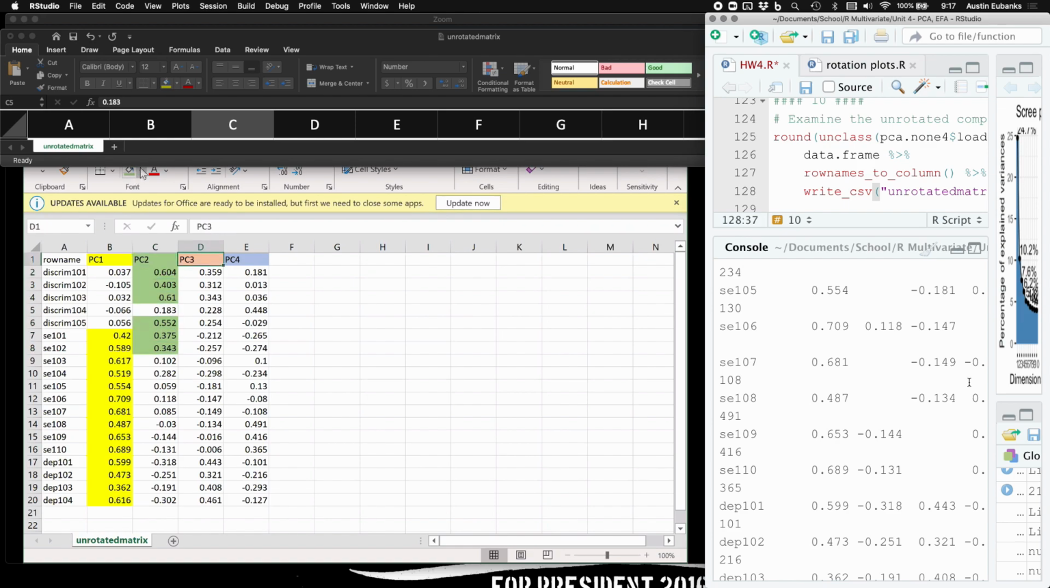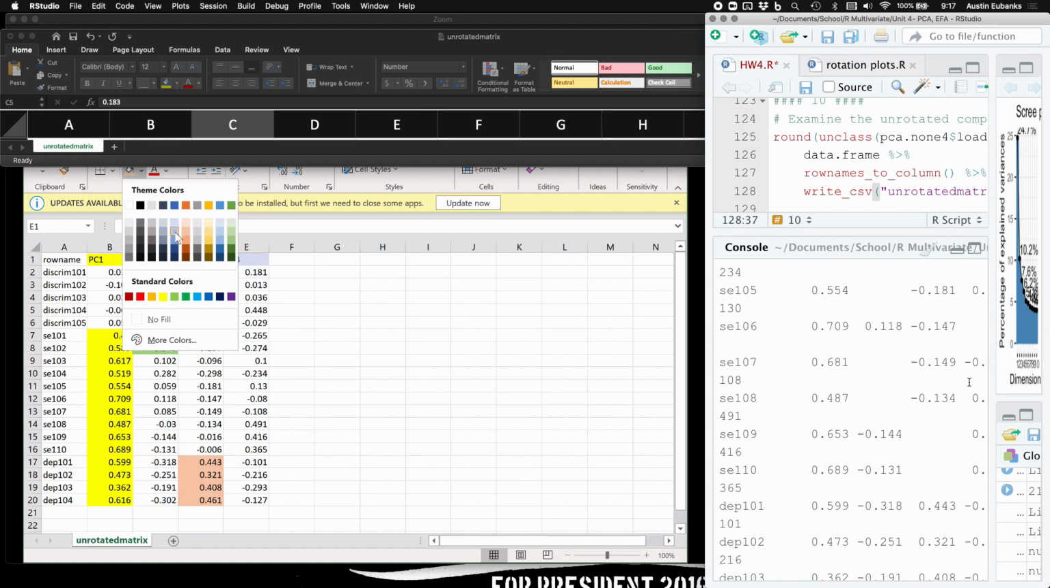Let's look at component 3, which again, I'm highlighting in orange, but you can do whatever color you want. So the ones that are above 0.3, we have a couple of discrim. Why is discrim 102 not above 0.3? Does that not count? I'm sorry, I was doing 0.32. So in this component 3, we've got a couple of the discrims and all the depression ones.